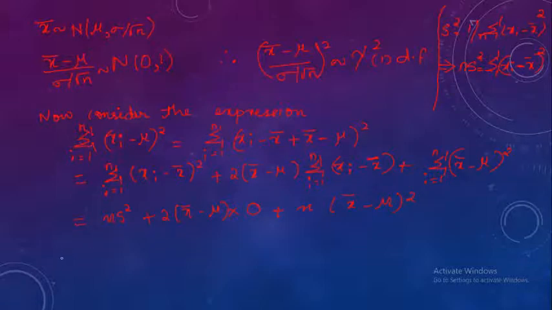Okay, now this implies what? From where did we start? Summation xi minus mu the whole square is equal to n s square plus n into x bar minus mu the whole square. Now mark this as equation 1. Now what was your equation 1?